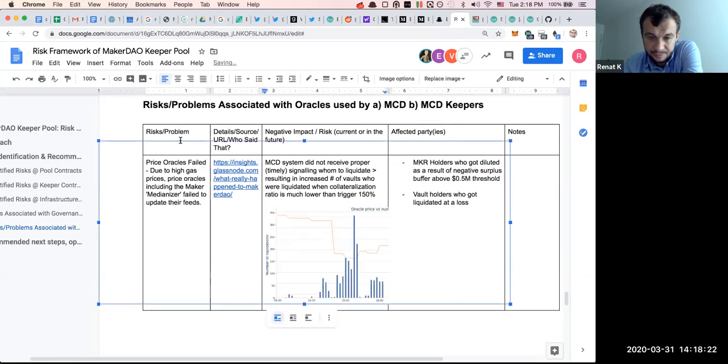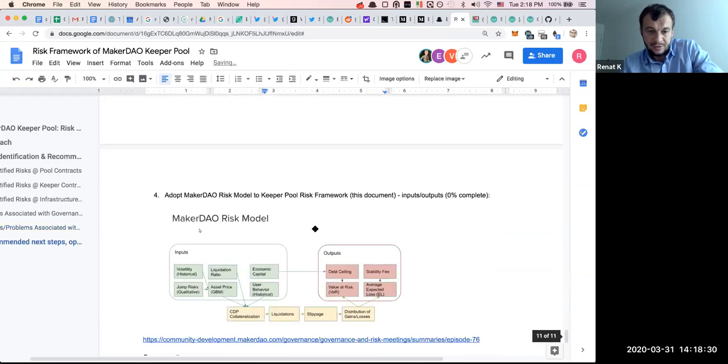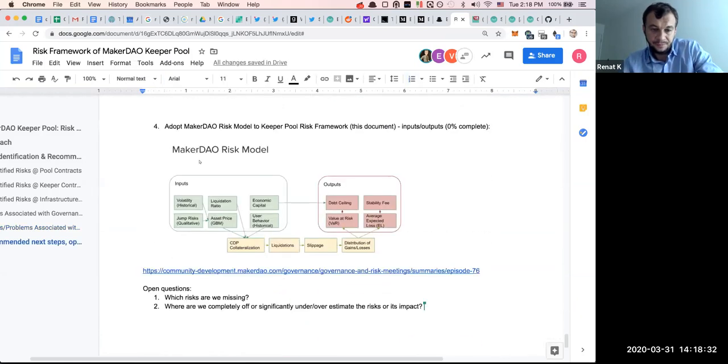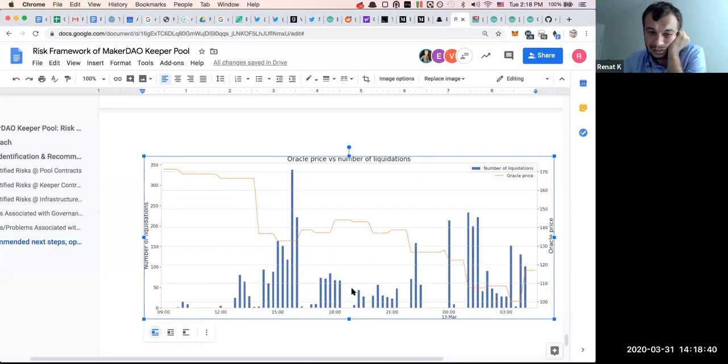Let me put it on a separate screen here so that you guys can see. This is the price reported by the Oracle, the price feed of MCD. It's not necessarily the one that the keeper would use, right? But it affects the signaling, which are the vaults that can actually be bid on, right?